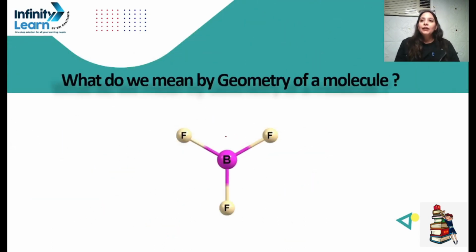Okay, now how many lone pairs or how many bond pairs are present, or what is the magnitude of the repulsions between lone pair and bond pair, that decides the geometry of the molecule. Now how can we define the geometry of a molecule? Like this is the geometry of BF3.